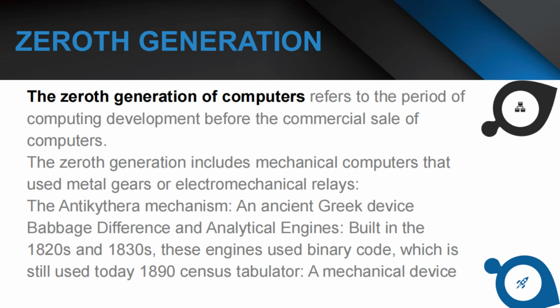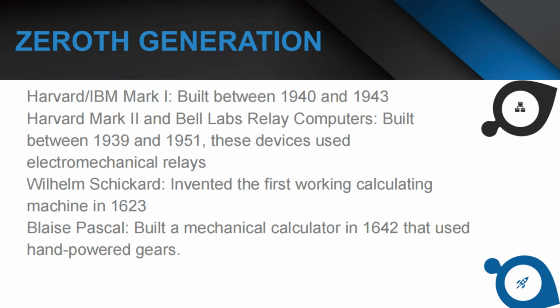The zeroth generation includes mechanical computers that used metal gears or electromechanical relays: the Antikythera mechanism, an ancient Greek device, and Babbage's difference and analytical engines. Built in the 1820s and 1830s, these engines used binary code, which is still used today. It also includes the 1890 census tabulator, a mechanical device, and the Harvard IBM Mark I.